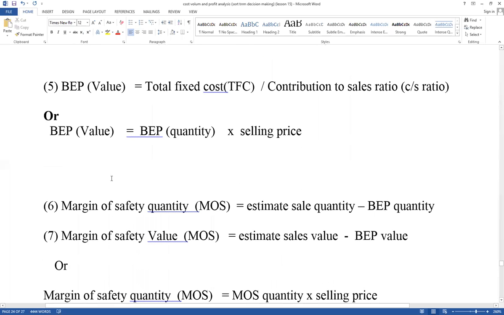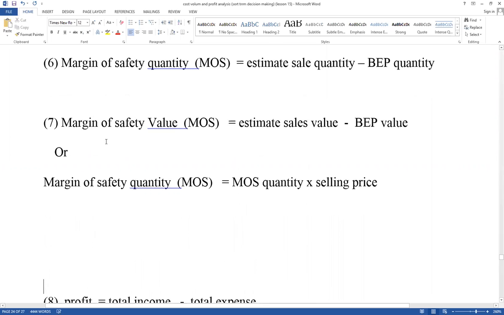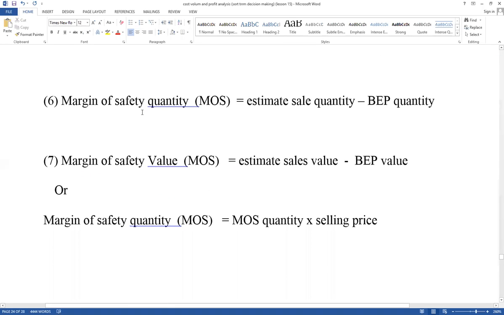Then margin of safety quantity as well as margin of safety value. Margin of safety means beyond the BEP. ඒ කියන්නේ break even point වලට වඩා වැඩියෙන් විකුණා ගත්තොත් that is the margin of safety quantity. At BEP level, there is no profit and loss. But beyond BEP, there is a profit. Therefore, to generate profit, there should be a margin of safety. Therefore, you have to know how to calculate margin of safety quantity as well as margin of safety value.